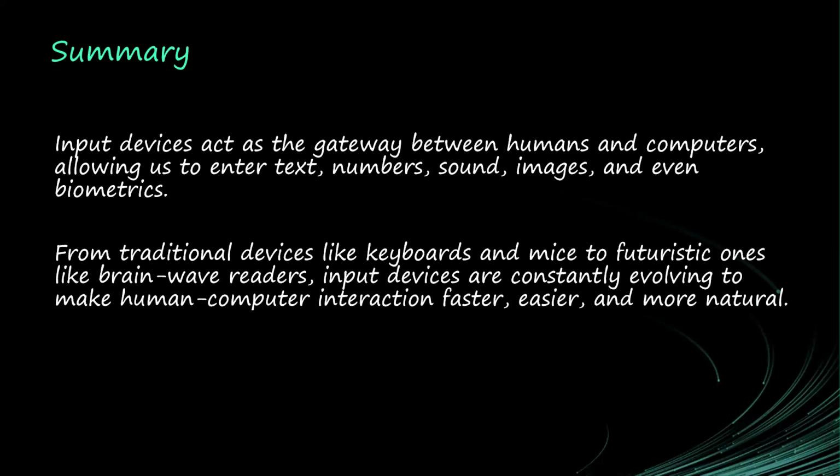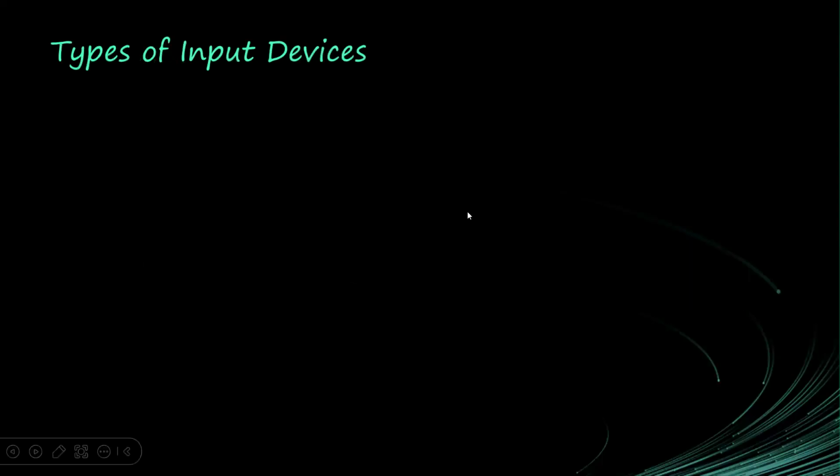From traditional devices like keyboards and mice to futuristic ones like brainwave readers, input devices are constantly evolving to make human-computer interaction faster, easier, and more natural. You see, very soon, we don't know, keyboards might be gone with the way input devices are evolving. Maybe in the next 10, 20 years, we might not be using keyboards anymore. We might just be telling the computer what we want to type. Instead of typing, we'll just tell it, type A for me, type B for me. You understand? And it will work.